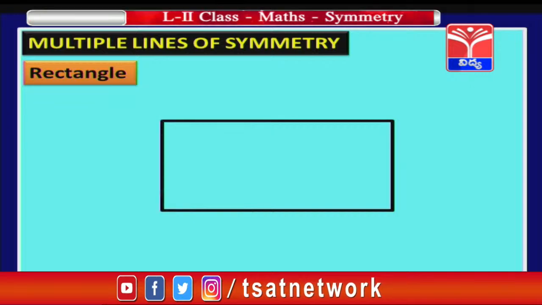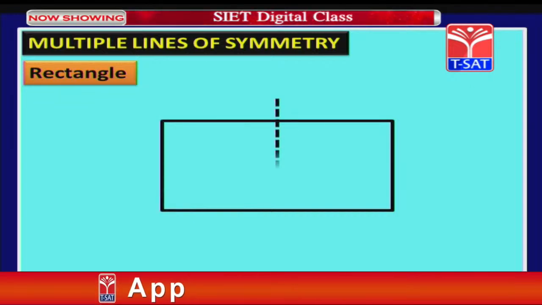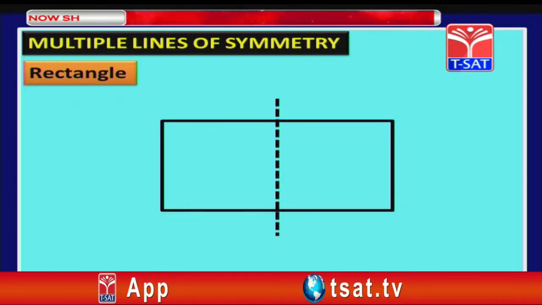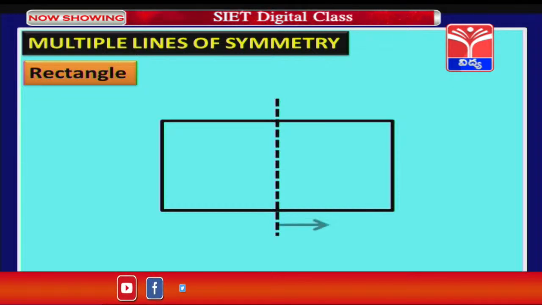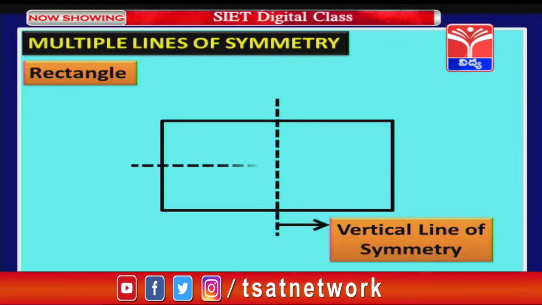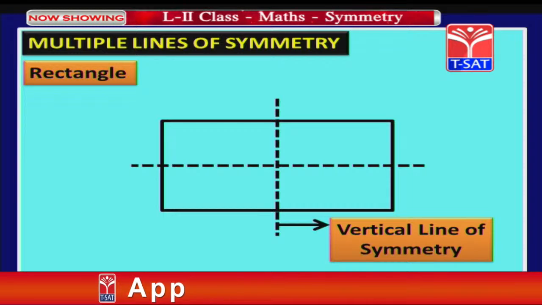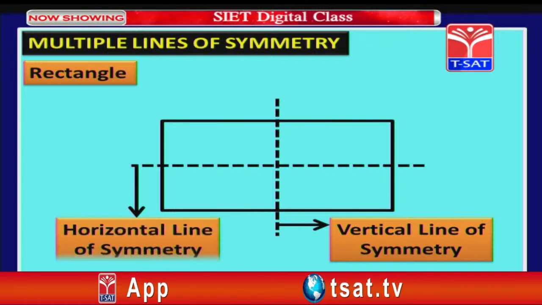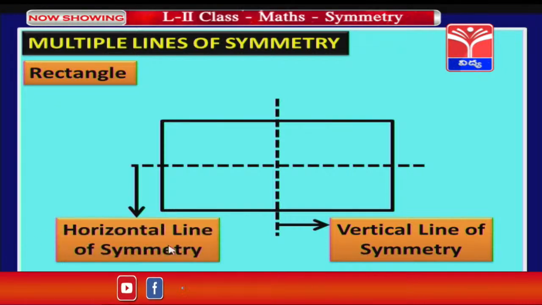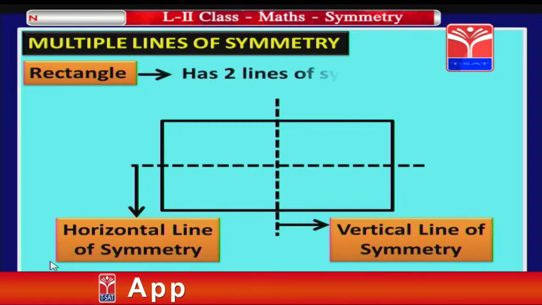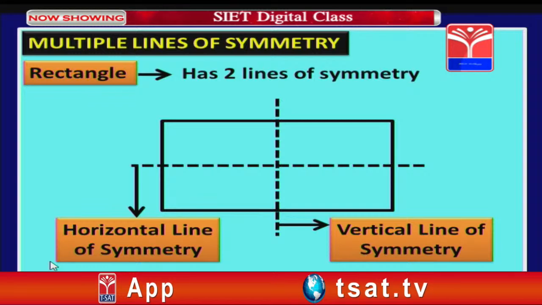Let us consider a rectangle as shown on your screen children. Now, I am going to draw a vertical line like this, and if I fold along this vertical line, what do you notice children? Yes, both the parts easily coincide. So, I can say it has one vertical line of symmetry. Now, if I draw a horizontal line and fold along this horizontal line, then also it will be symmetric, and that line we call a horizontal line of symmetry. And if I draw a diagonal line like this and fold it, it will not be symmetric. So, I can say a rectangle has two lines of symmetry.